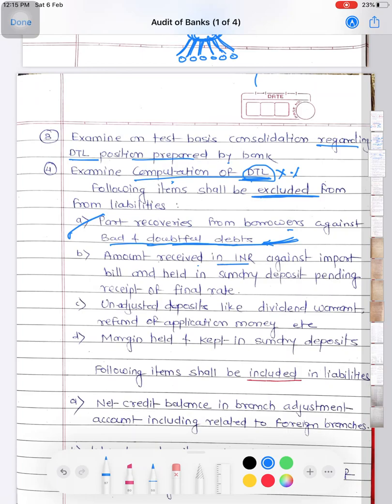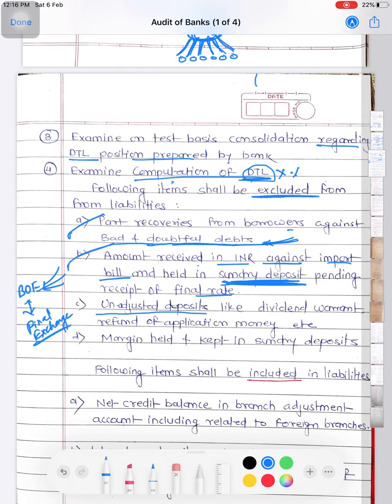Amount received in INR against the bill of entries, held in sundry deposits pending receipt of final rate. So if against a bill of entry an amount is being received but the settlement has not happened yet, why? Because the final rate of exchange to be applied is not yet decided. So temporarily the bank has kept it under sundry deposits instead of creating a new ledger for that. That amount is not my demand or time liability, so I will exclude it.